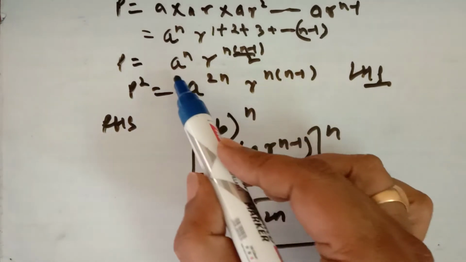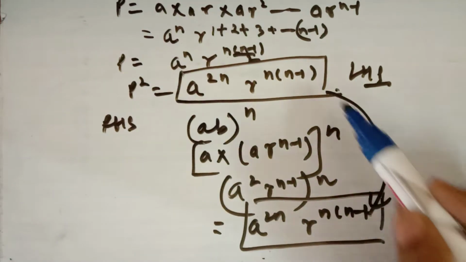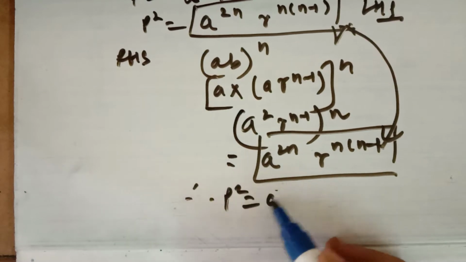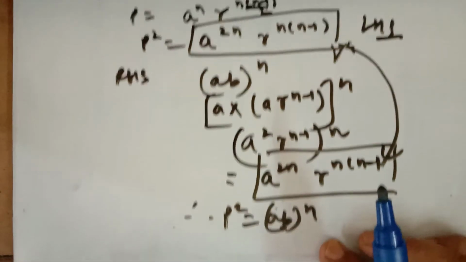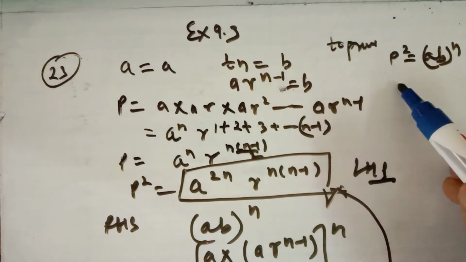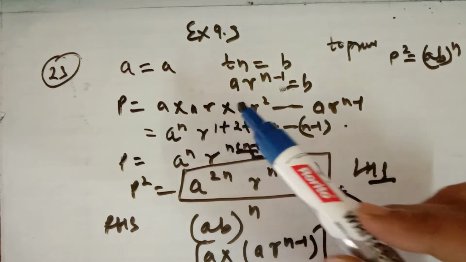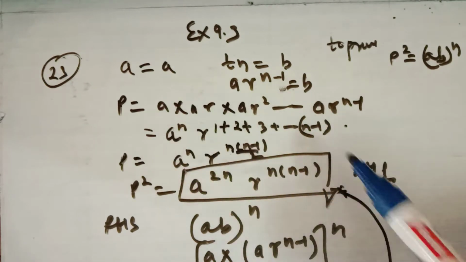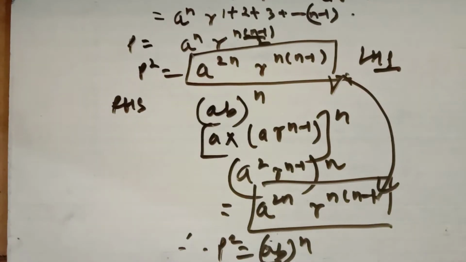So the right hand side and the left hand side are equal to each other. Therefore we can say that P square is equal to (A into B) raised to power n. This we have to prove in question number 23. The first term is A and the nth term is B, and P is the product of the n terms of a GP, that is A into AR into AR square up to AR raised to power n minus 1. When you multiply these terms, you will get this. So like this, P square is equal to (A into B) raised to power n.